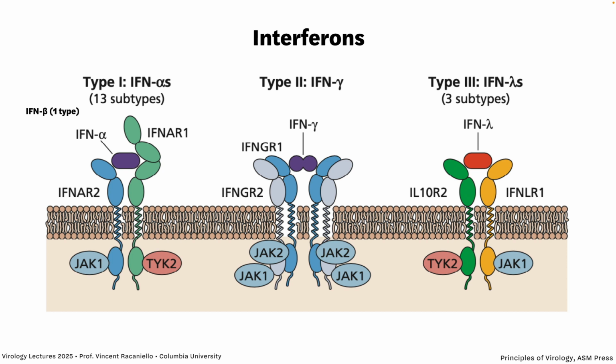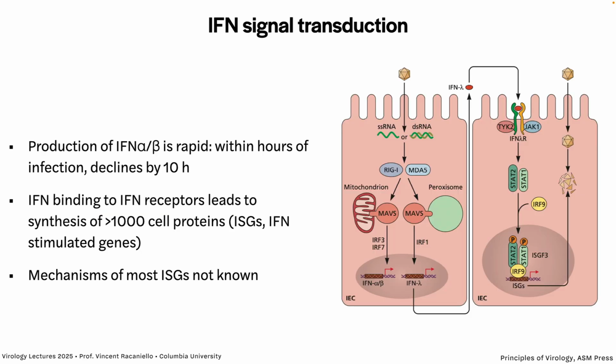And these receptors, as you may guess, are associated with kinases. These are all kinases, these proteins with weird names. So when the interferons bind, they turn on phosphorylation of these kinases, which initiate a signaling pathway. And that eventually turns on other genes. So here's the pathway of interferon transduction. So the production is rapid within hours of infection, and then goes back down again.